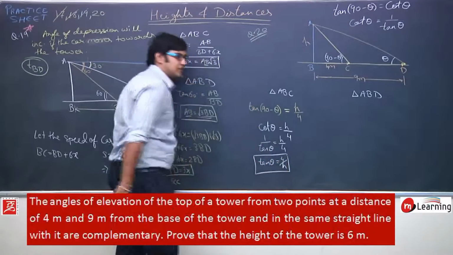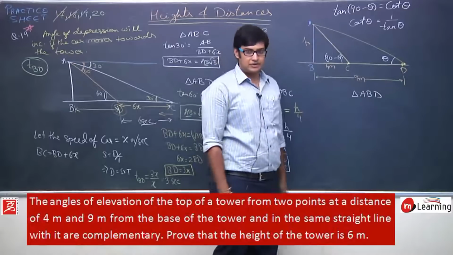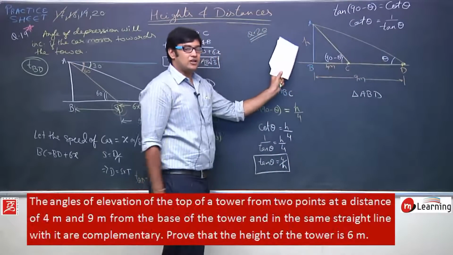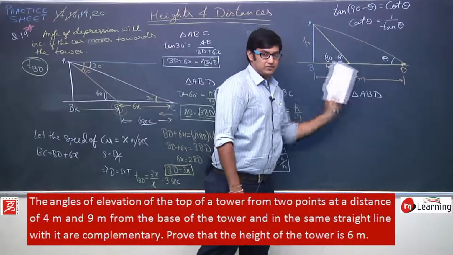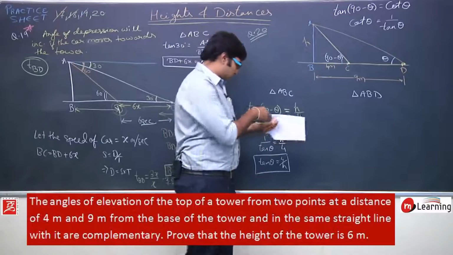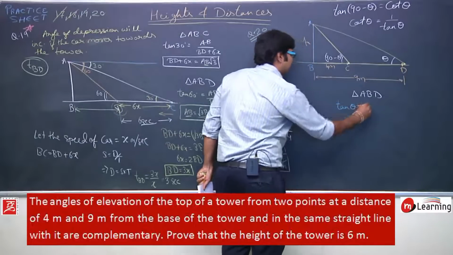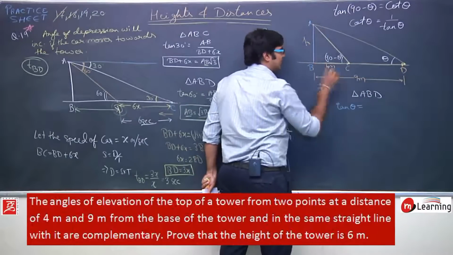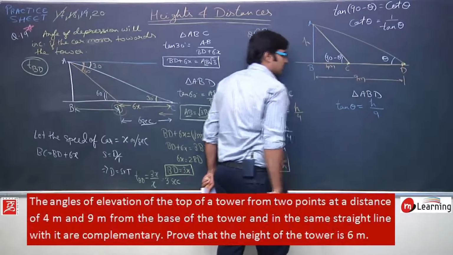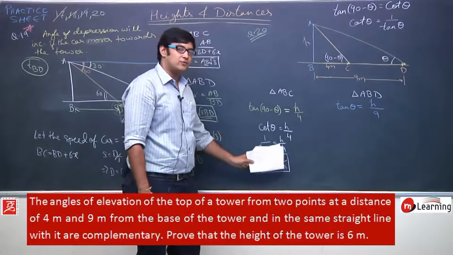So we have got this tan theta. Now observe the triangle ABD. This is the bigger triangle ABD. In this triangle, with respect to this theta, this is the perpendicular and this BD is the base. So again you can see this is perpendicular and base. So the trigonometric ratio to relate both the quantities is again tan theta, which is AB, that is h, upon BD, that is 9. Now, what is tan theta? We have identified the value of tan theta here, which is 4 upon h.